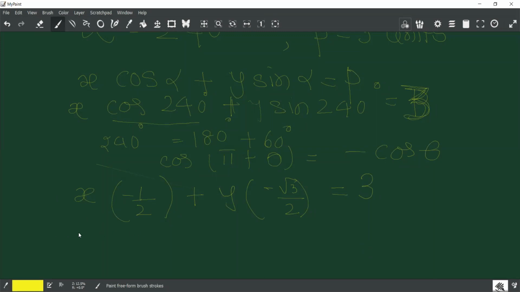So multiplying throughout by minus 2, you will have x plus root 3 y is equal to minus 6. So x plus root 3 y plus 6 is equal to 0 is the required equation. See if you understand this.